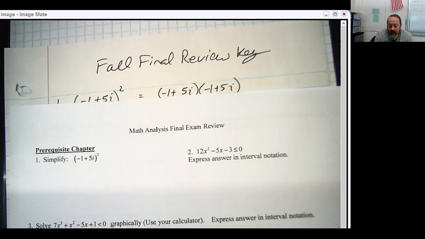Then I did it again, I hit second, calculate the 0, and I moved to the left of the root, hit enter, the right of the root, hit enter twice, and it gave me these answers. And so I repeated that process 3 times. There's really no other way to do that. And I ended up with these 3 places where 0 occurs. But it's not really asking where 0 occurs. It's actually asking me where is the graph below 0, or in other words, negative.